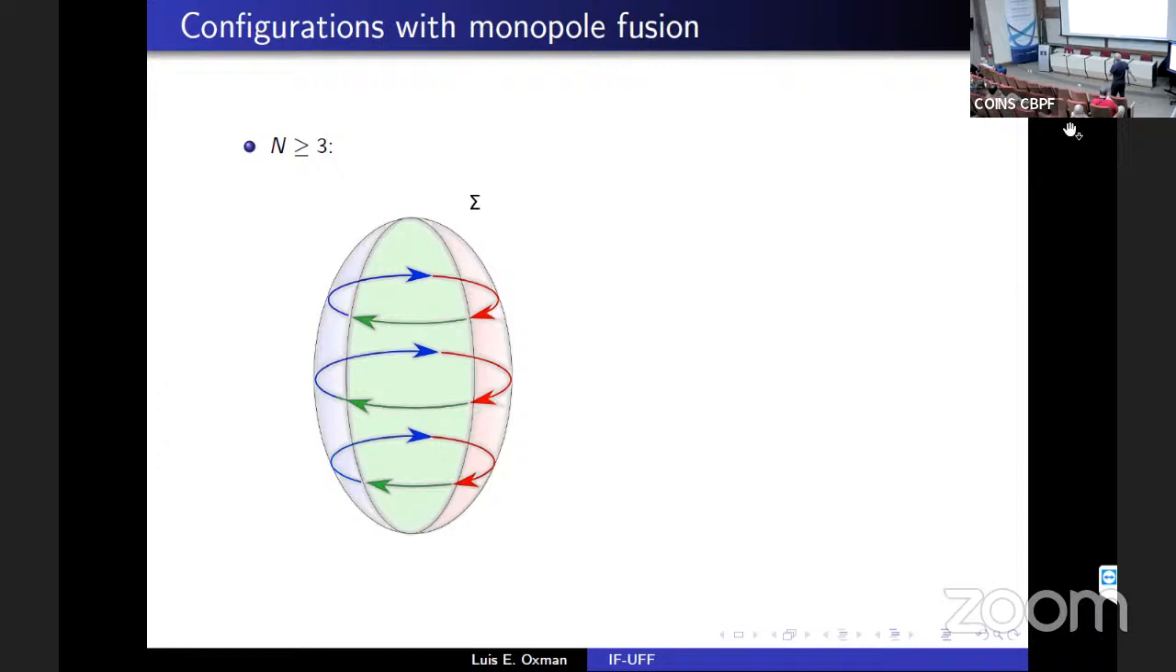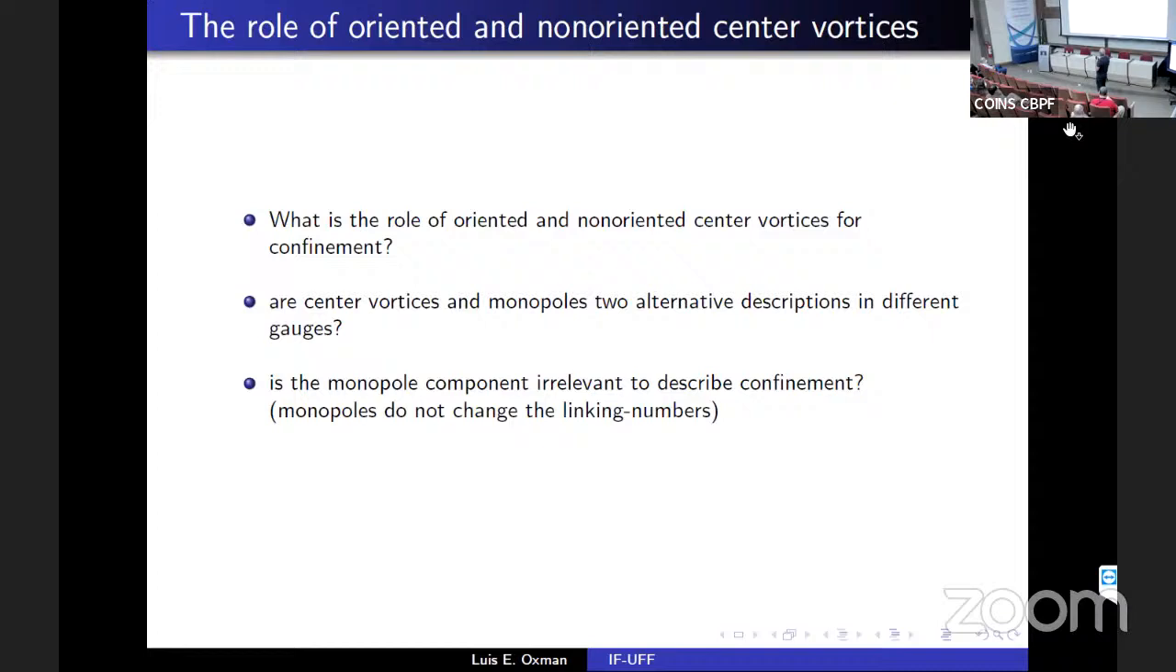So the question: what is the role of oriented and non-oriented center vortices for confinement? There are different people that think, for example, that maybe they are two alternative descriptions of the physics of confinement. There is a group in the lattice that says, no, monopoles are the real thing, and the other group says, no, center vortices are the main characters. But the question is, are they different points of view for the same physics of confinement or not?